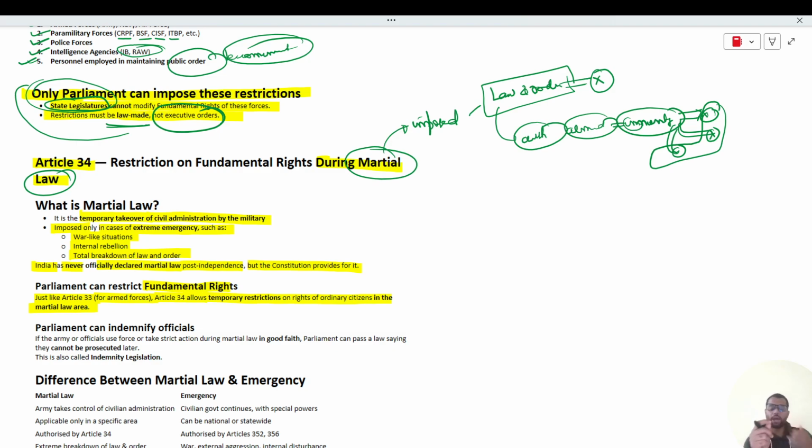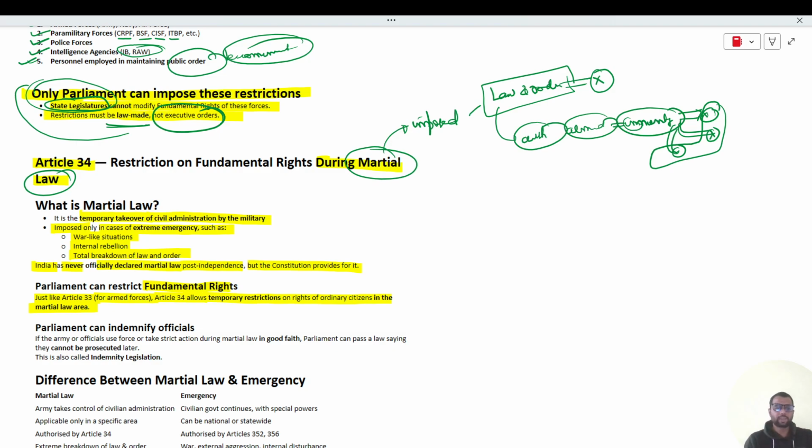We have also discussed that there are restrictions on the fundamental rights in the case of emergency. So we will discuss what the differences are between martial law and emergency. But remember, during emergency, your fundamental rights are also suspended. They are not enforced, they cannot be enforced. And not all the fundamental rights are suspended. A few fundamental rights are still exercised and not suspended during emergency. That we have already seen.